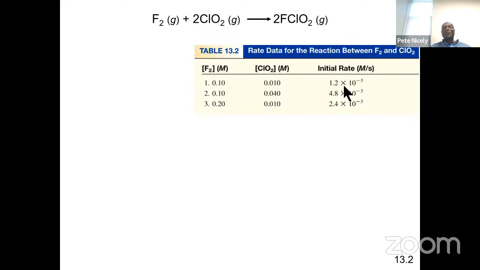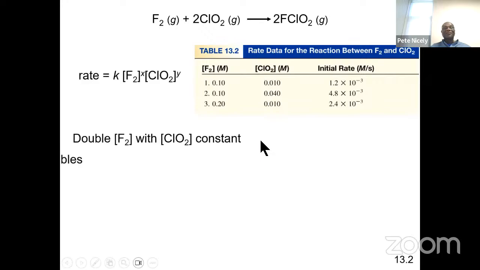And what do we notice about the rate change? It was 1.2 times 10 to the minus 3. It is now 4.8 times 10 to the minus 3 when the concentration of ClO2 is quadrupled. In other words, the rate quadrupled as well. So what does that tell us? It tells us that the rate of the reaction is directly proportional to the concentration of ClO2. All right. So let me do this here.